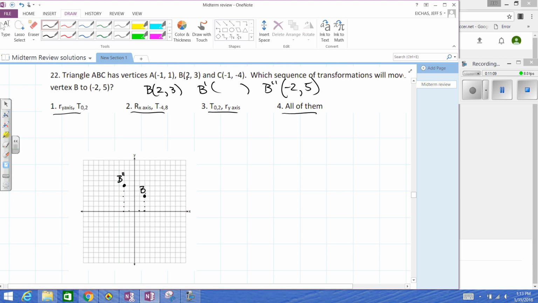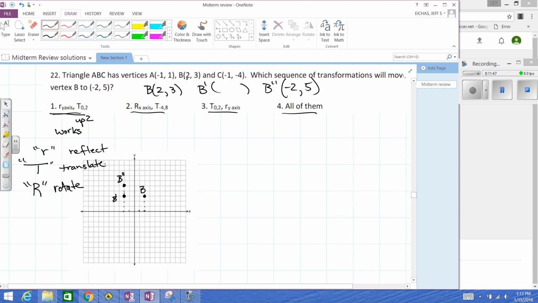All right. If we translate, or if we reflect, let's just try one at a time. If we reflect over the y-axis, B prime lands there. T 0, 2 means to go up 2 from where we are. That does work. Little r is reflect. Capital T is the symbol for translate. Capital R is going to be the symbol for rotate. So make sure you know all of those.